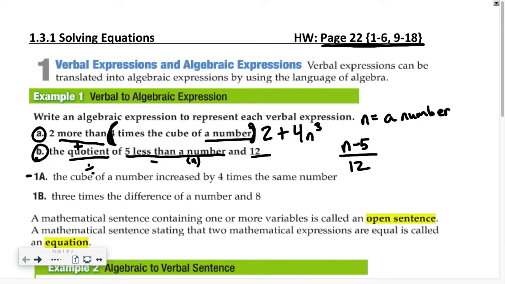I'd like you guys to try 1a and 1b. So pause and do that.